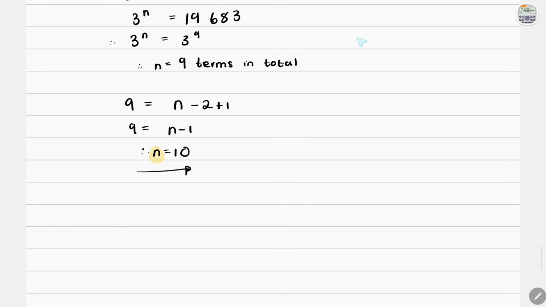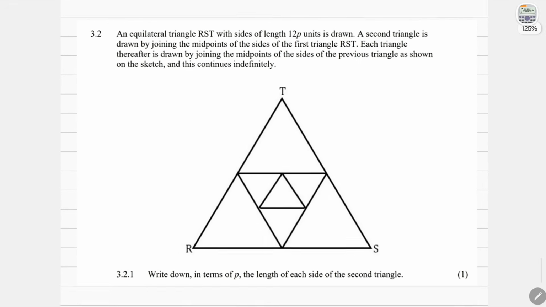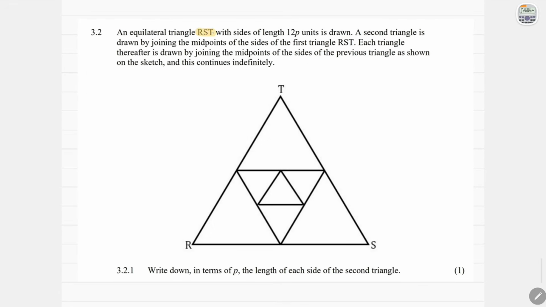Moving on to the next question. Now, question 3.2 says, an equilateral triangle RST, with sides of length 12p units is drawn. Then a second triangle is drawn by joining the midpoints of the sides of the first triangle, RST. Okay, so this is now drawn by taking the midpoints of each side. Remember how they said each side of the first triangle is 12p units. So they find the midpoint, and then that's where that point is going to be drawn. Find the midpoint of this 12p again, and then that's where that point is, and so on.